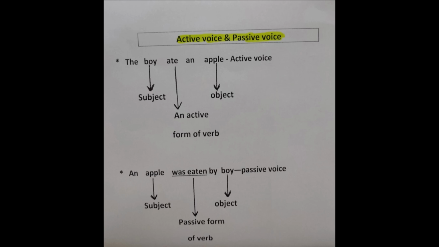Hello friends, today we are going to deal with active voice and passive voice.